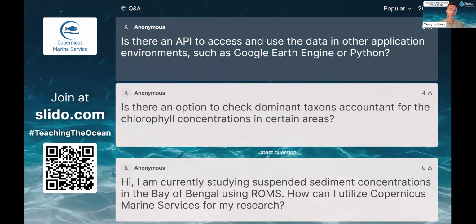There is a lot of documentation on this tool, so you should search for Copernicus Marine Toolbox. Yes, I just shared the link in the chat to an introduction about the toolbox if you want to have a look at this very useful tool.